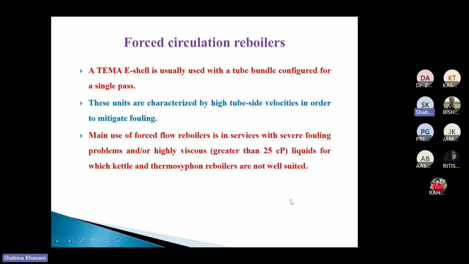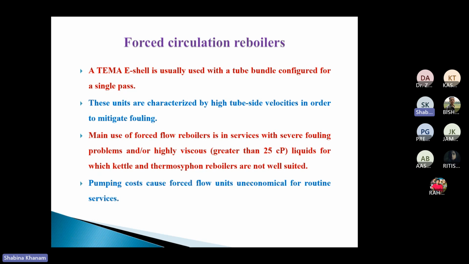Another point is, if you are dealing with highly viscous fluids, highly viscous liquid, and highly viscous means what? More than 25 centipoise. If the viscosity of the liquid is very high, in that case, the forced circulation reboiler should be considered instead of kettle and thermosiphon reboiler.